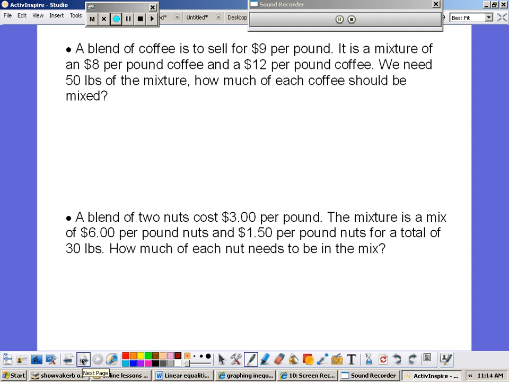A blend of coffee is to sell for $9 per pound. It is a mixture of $8 per pound coffee and $12 per pound coffee. We need 50 pounds of the mixture. How much of each coffee should be mixed?